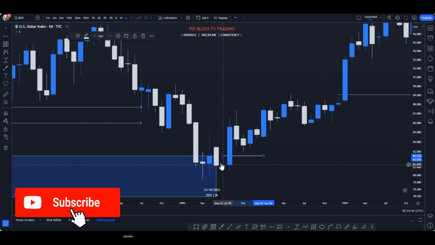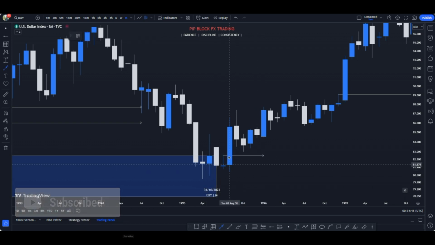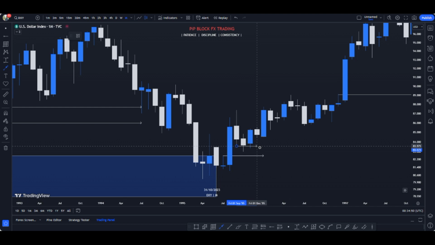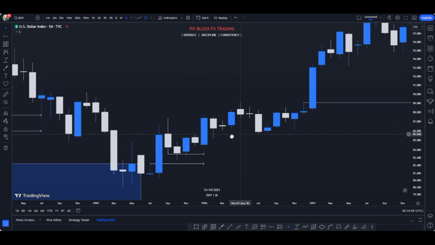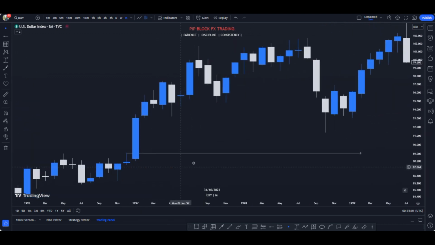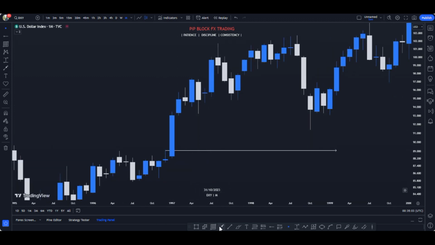Price created this imbalance. So we have this tiny imbalance that was created. And then what did we have? We had price trading right into it, I think more than 50% of it, and then we started having a move to the upside. Now, once moving to the upside, price created this form of imbalance right here. I'm going to take it from here to here.